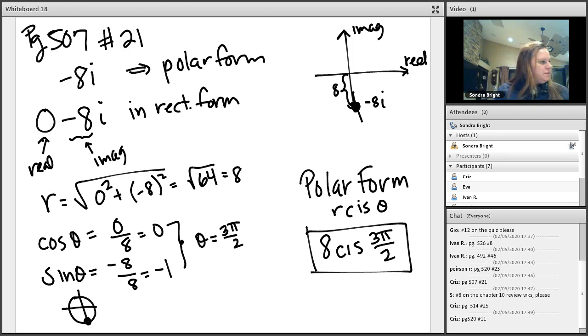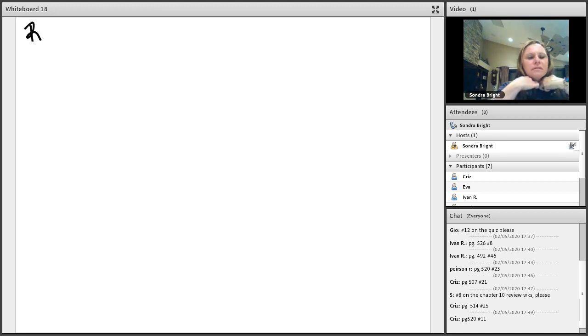Number 8 on the chapter 10 review worksheet. All right, I gotta find it first. There we go. Okay. So review worksheet number 8.